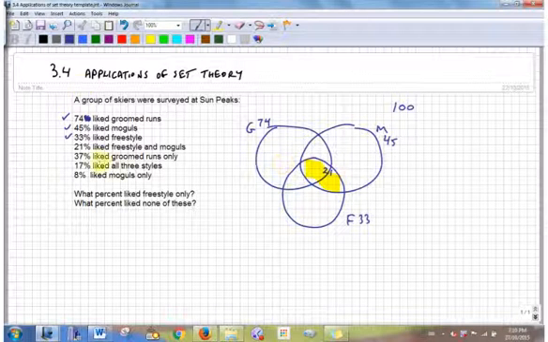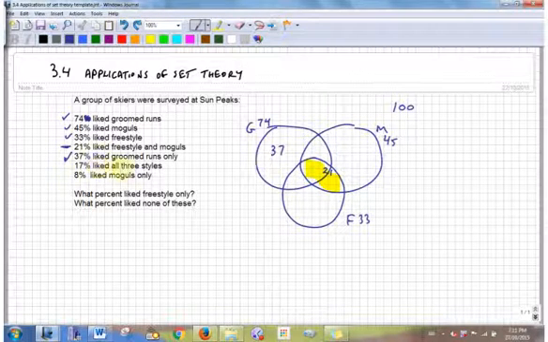Okay, so this one not really done yet. That's not clear. That's not helpful. Let's look at this one. 37% liked groom runs only, or 37 people like groom only. That goes in there. Okay, there's no intersection between the moguls or the freestyle or both of them.